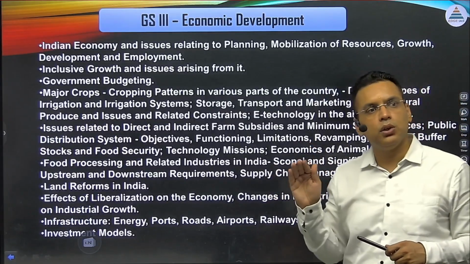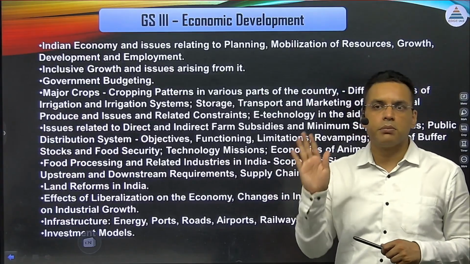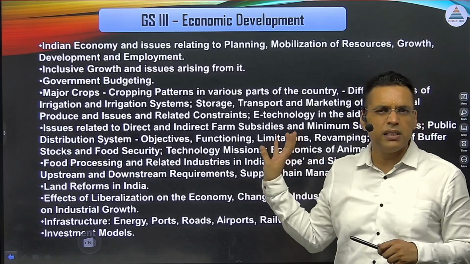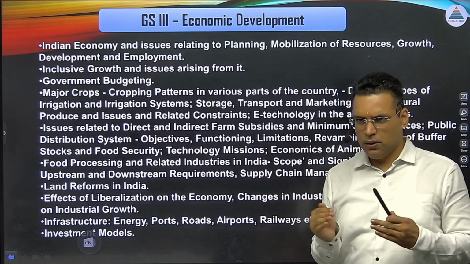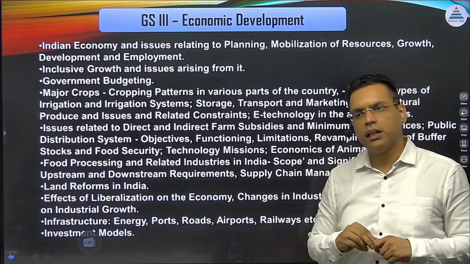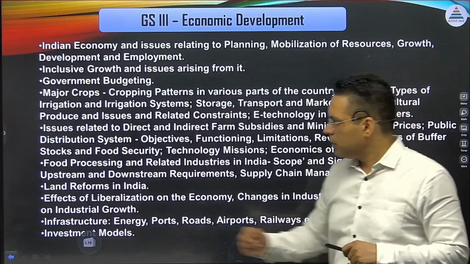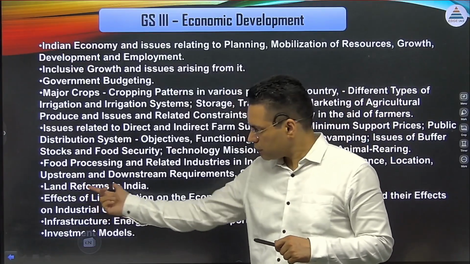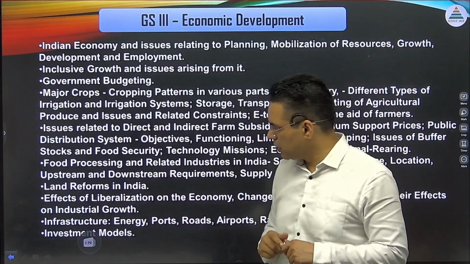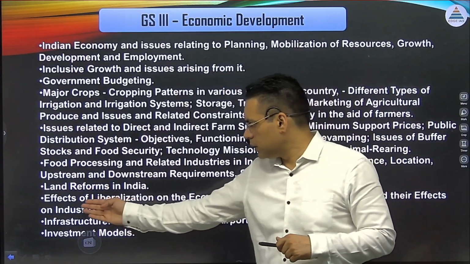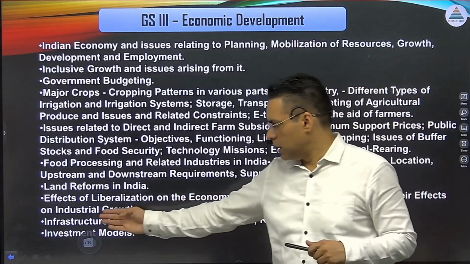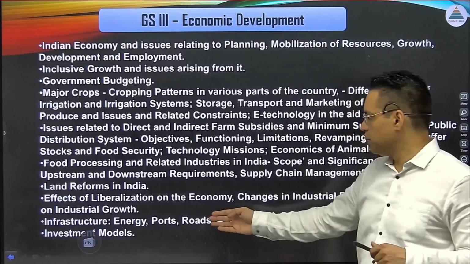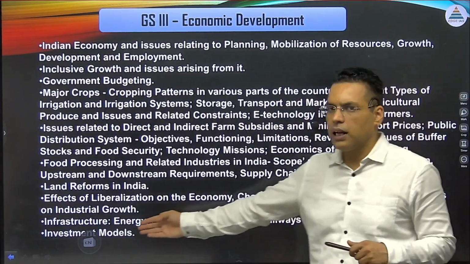In mains, around 50% of questions come directly from agriculture, and these are pretty static topics. Nothing much has changed here, and there are direct questions that you get from here. Then the land reforms, another topic. Then the LPG era, liberalization, industrial policy, infrastructure, energy, ports, roads, airports, railways, and investment models.